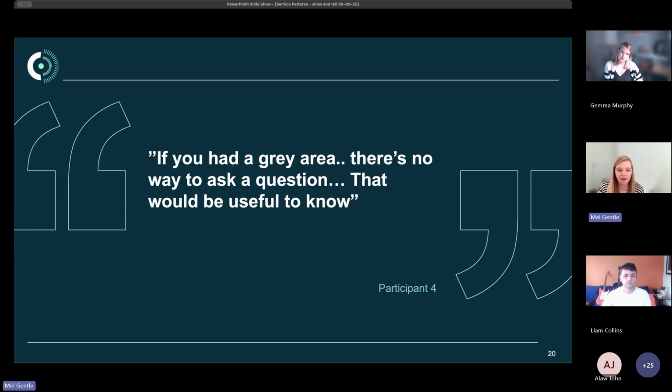We've got another quote here. "If you had a grey area, there's no way to ask a question. That would be really useful to know." I think it's just a reminder that life doesn't always fit neatly into a form that we've created, and people sometimes do need a way to check their own circumstances. So adding contact options and next steps is not just an add-on, a nice to have, it's part of building trust for our users.